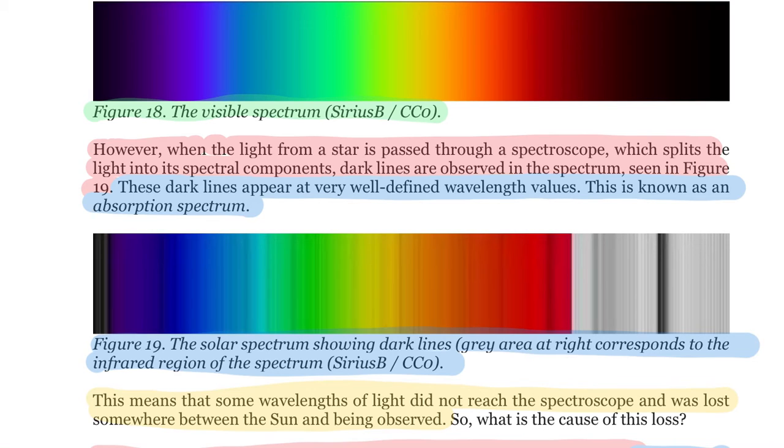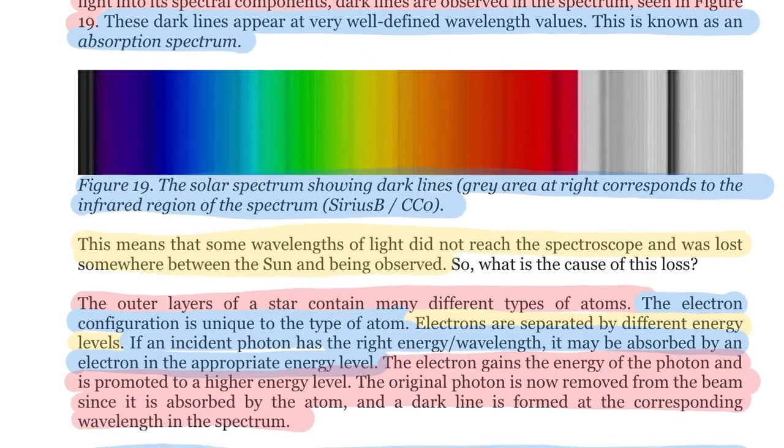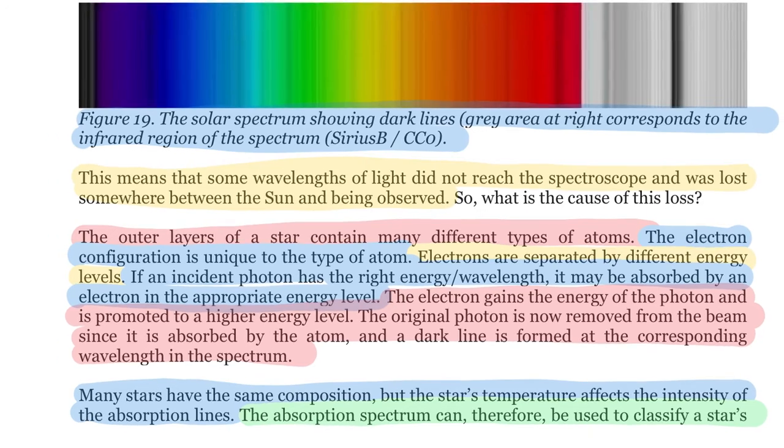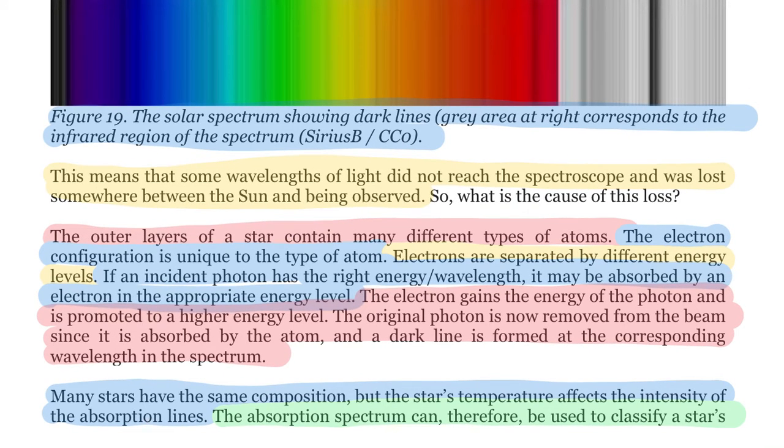So this means that not all the photons of light and electromagnetic radiation have reached the spectroscope. And somewhere along the way between the sun and being observed, they've been lost. And that is why we have some of the wavelengths of light missing in what we call the spectrogram. Now, the explanation for this was first given by someone by the name of Fraunhofer.